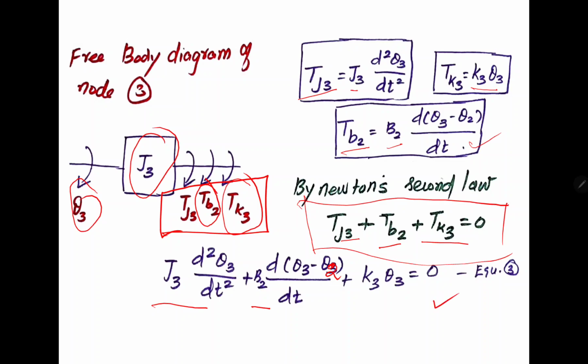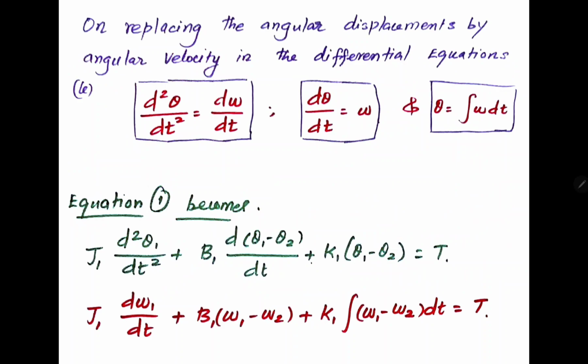This is equation 3. Now we are going to replace d square theta by dt square, that is angular displacement, using the rate of change of angular velocity. Wherever I see d square theta by dt square, I simply replace it with d omega by dt, and d theta by dt is equal to omega, and theta is equal to the integration of omega dt. So I'm simply replacing the terms using these assumptions.